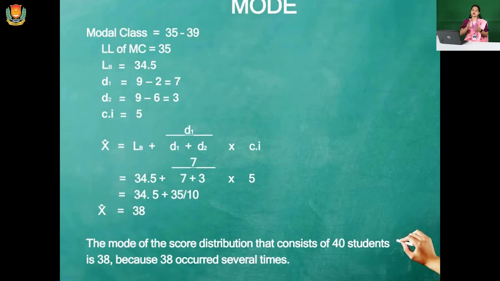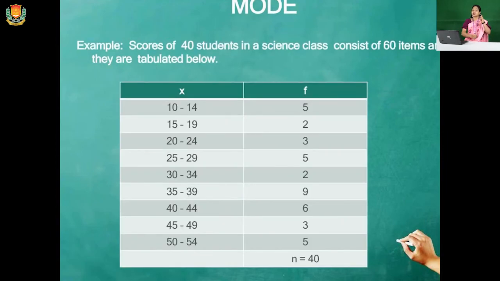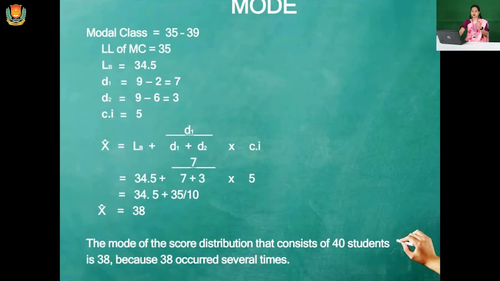By all those measures we will get the value for the mode. For example, the modal class came as 35 to 39. Then the lower limit for that class will be 35 minus 0.5, which is 34.5. The frequency of the modal class is 9, and d1 is obtained by subtracting the previous class frequency, so 9 minus 2, that will be 7. For the next class, 40 to 44, that is for d2, so 9 minus 6 is calculated.